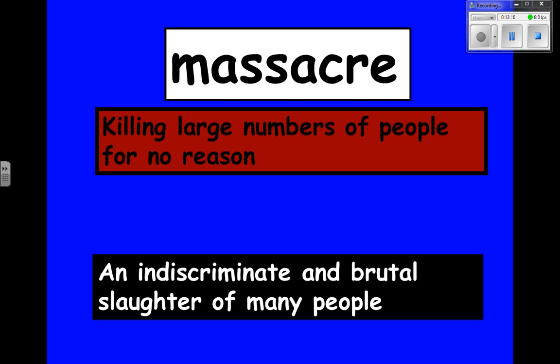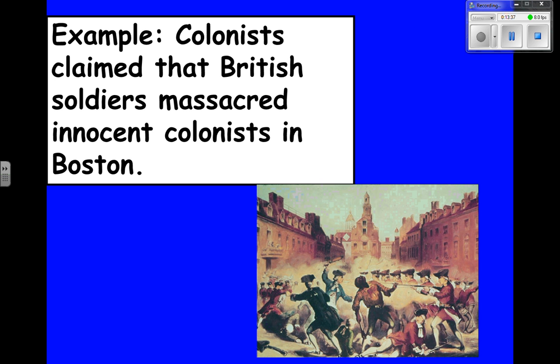Massacre means killing large numbers of people for no reason, an indiscriminate and brutal slaughter of many people. A lot of people will call what happened in Syria recently a massacre. We know of other massacres in United States history dealing with Native Americans: Wounded Knee, Sand Creek, Battle of Little Bighorn, just to name some. Colonists claimed that the British soldiers massacred innocent colonists in Boston Square.